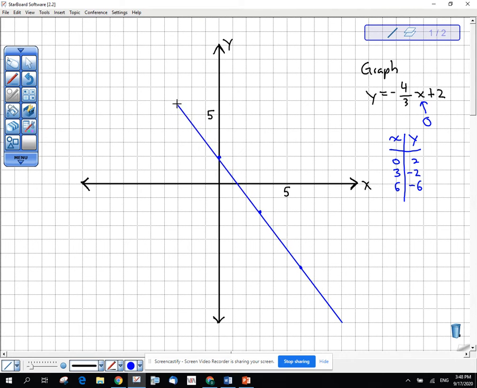Draw a nice long line that spans the graph, something like that. Use a straight edge, make it look nice. Take some pride in your work. Okay, so that's one example.